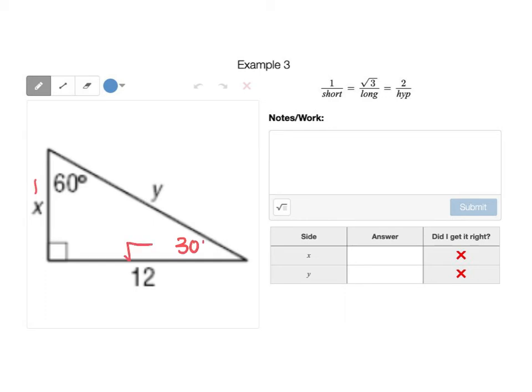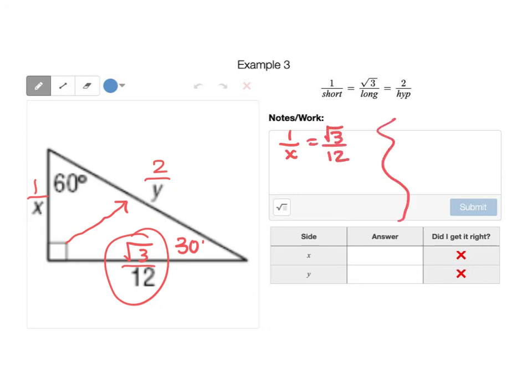1, root 3, 2. Remember, 2 is always across from 90. 1 is always the shortest. That's the number I have to work with. So 1 over x equals root 3 over 12. And root 3 over 12 equals 2 over y.